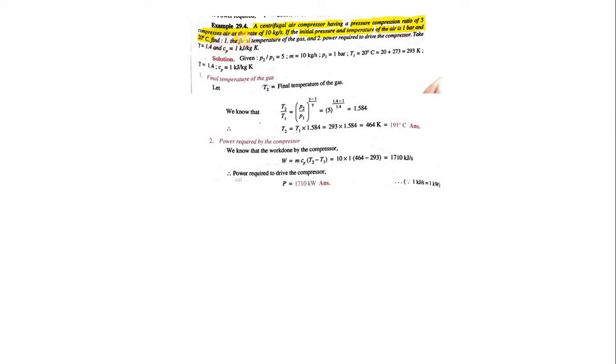Find the final temperature of the gas, which means we have to calculate T2, and in the second case we have to calculate the power required to drive the compressor. Take gamma equal to 1.4 and Cp equal to 1 kilojoule per kg Kelvin.